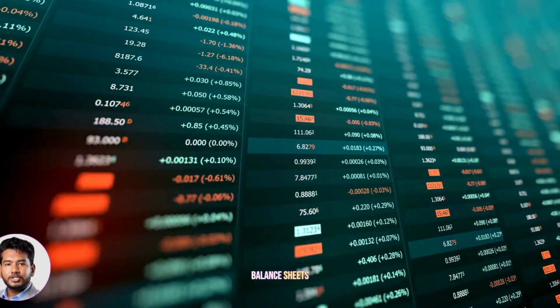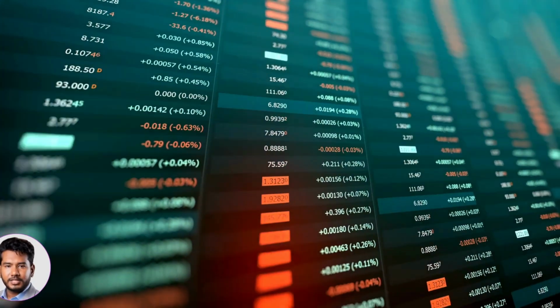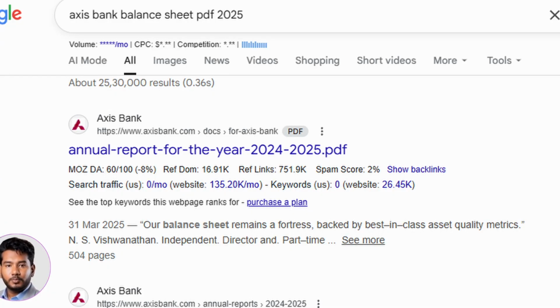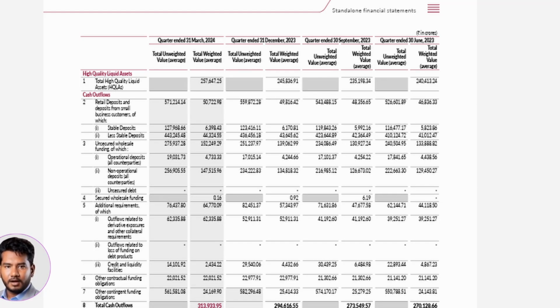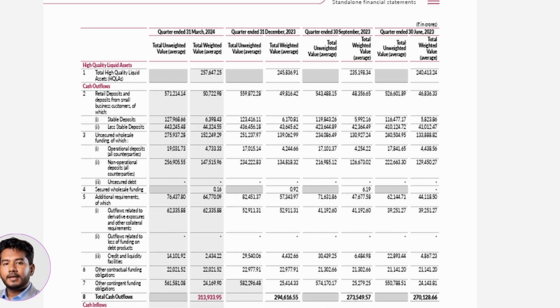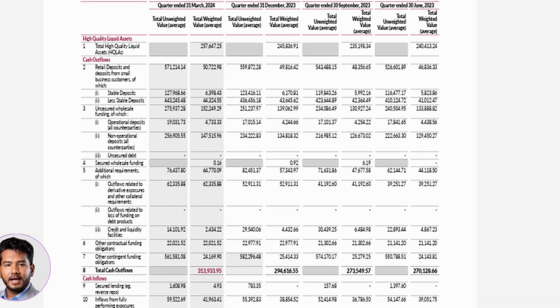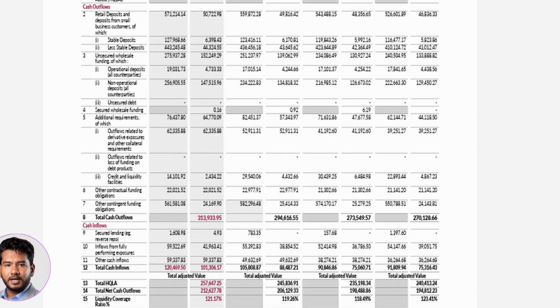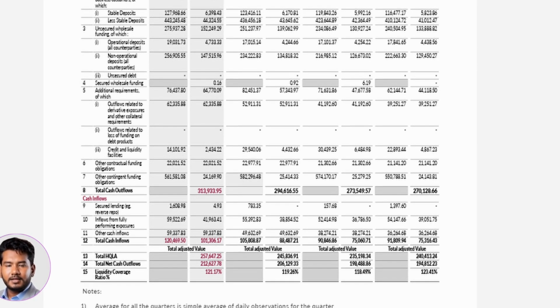How to practice reading balance sheets. You don't need special software. Just search for company name plus annual report plus PDF. Inside that report, go to financial statements, balance sheet. Start with companies you already know. Reliance, Tata Motors, HDFC Bank, ITC. Read the assets and liabilities. Compare year to year. You'll understand patterns quickly.